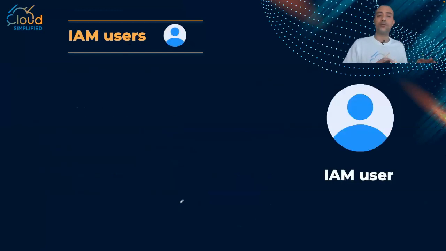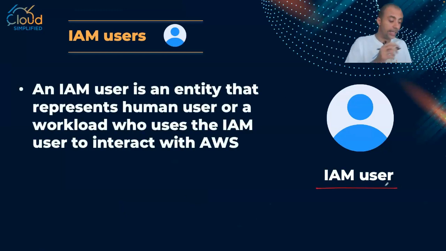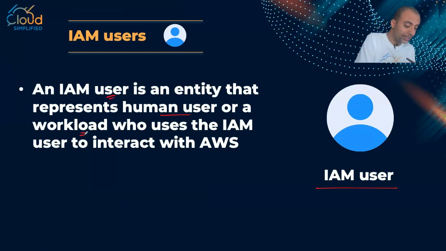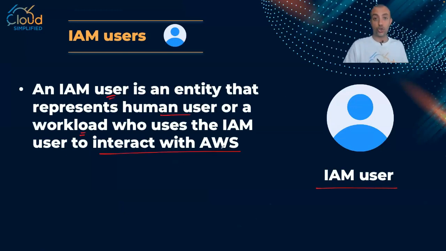And then let's now start talking about IAM user. So now you have users who are going to connect to your AWS console to start doing some configuration and to start building your infrastructure. So the first entity is what we call an IAM user. If I want to define it, an IAM user is an entity that might represent a person, a human user, or even a workload who will use the IAM user to interact with AWS services.